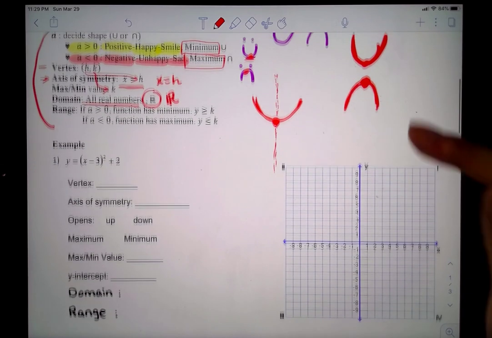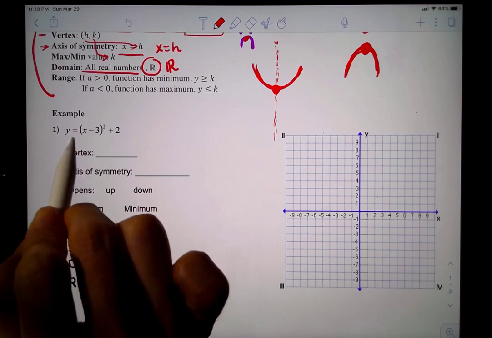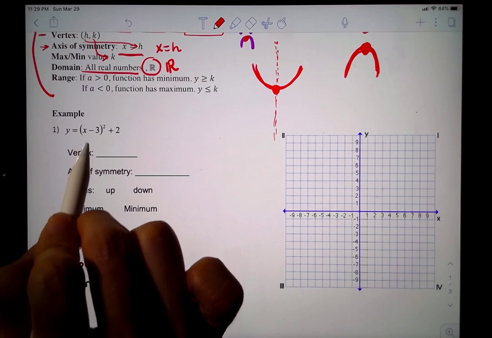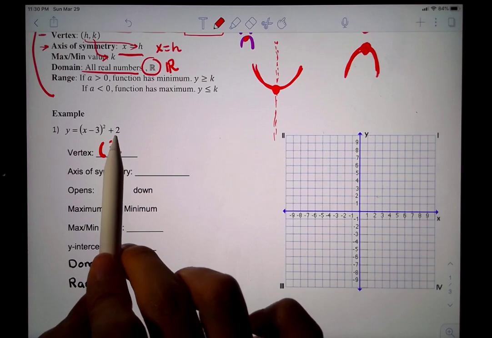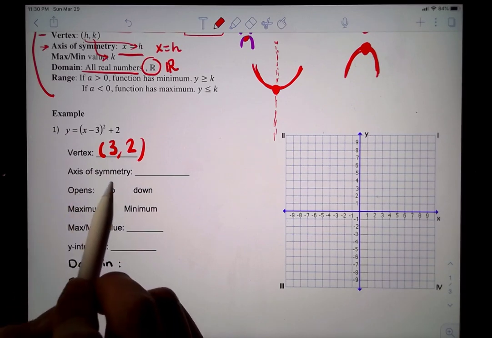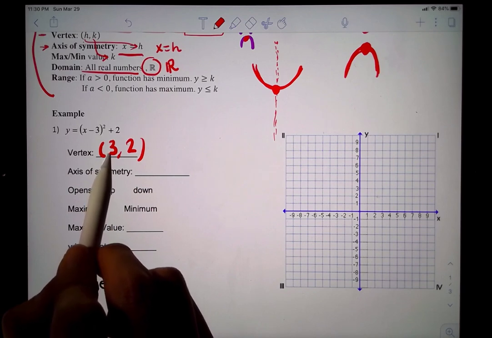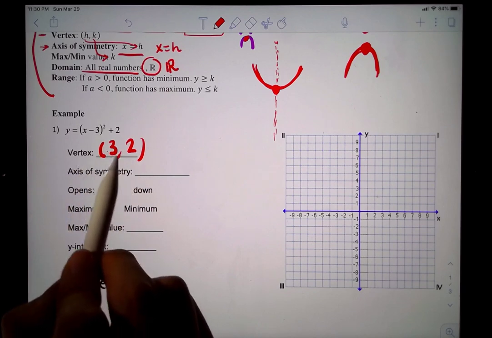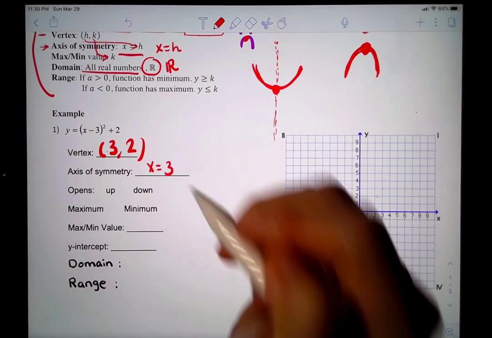So look at the example here. First of all, let's get the vertex, guys. The number from the parentheses, opposite sign, so that will be 3. And the number outside, that's 2, right? So that is my vertex. Okay, so get your vertex. And what's next? Axis of symmetry. For the axis of symmetry, you take the x-coordinate of the vertex. Whenever you get the vertex, you just take this number. So that's x equals 3.